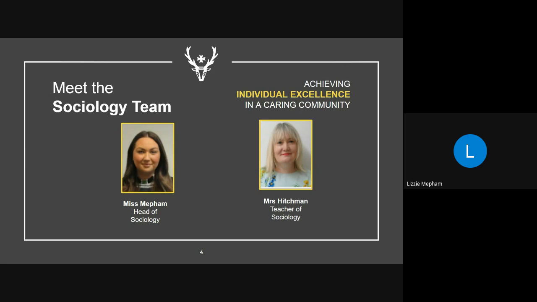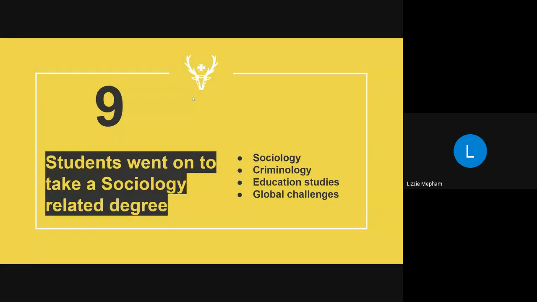Our students achieve well in sociology. Last year, 35% of our students achieved a grade of an A star or an A. Many of these went on to study sociology or a sociology-related degree at university. As you can see, 9 students took a sociology-related degree, including the study of sociology, criminology, education studies, and global challenges.